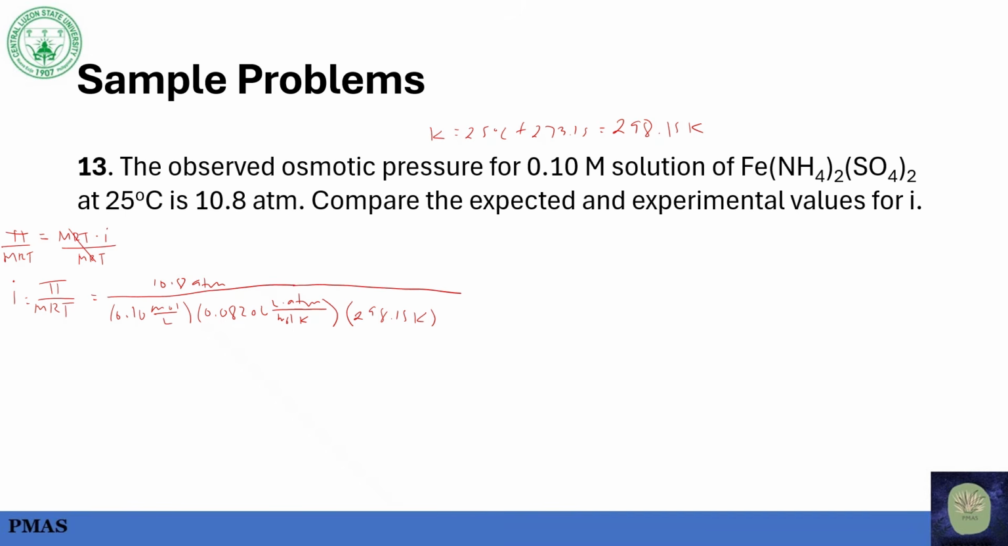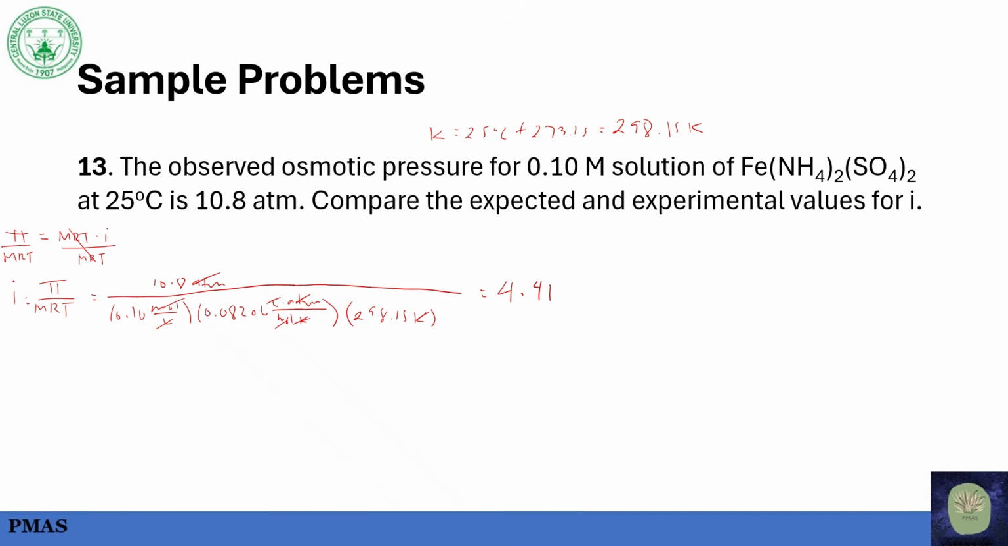Okay. Now, since we can cancel atmosphere, cancel the liters, the moles, and the Kelvin, i is unitless. Okay? So now, use your calculators to solve for this experimental or calculated value. So, this should be 4.41. Now, we are asked to compare, right?